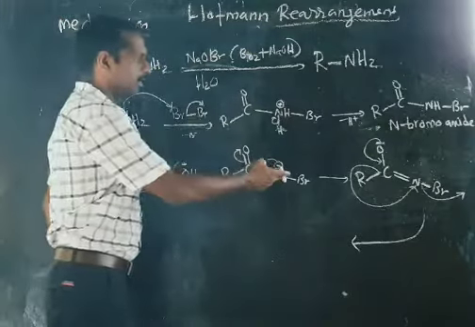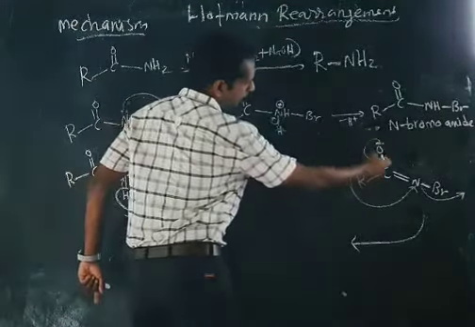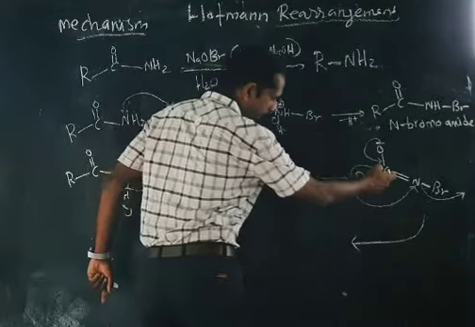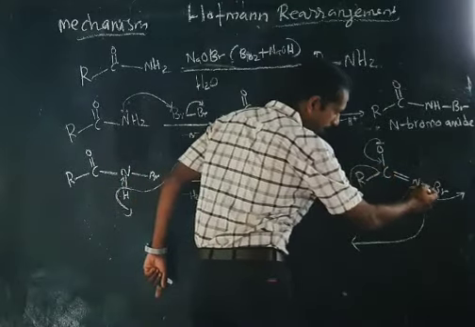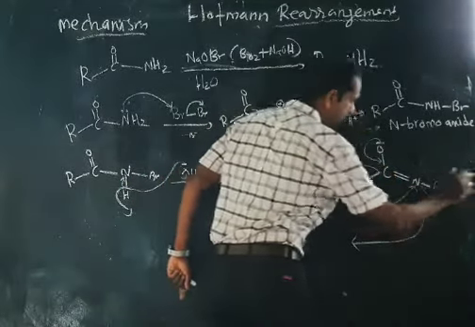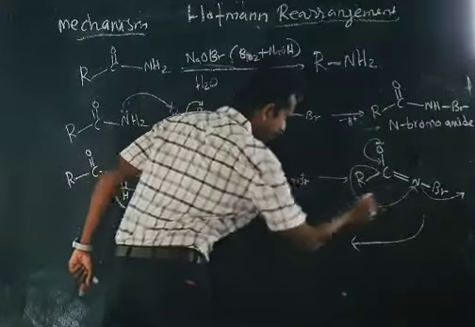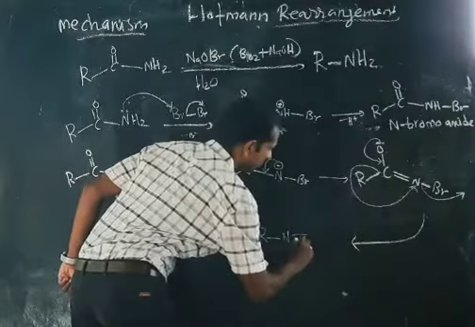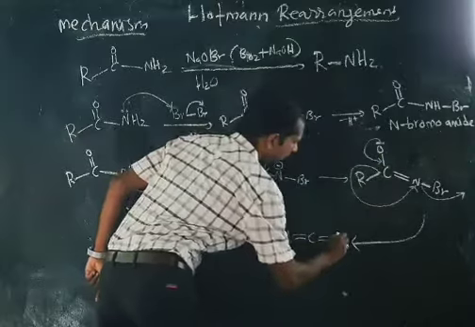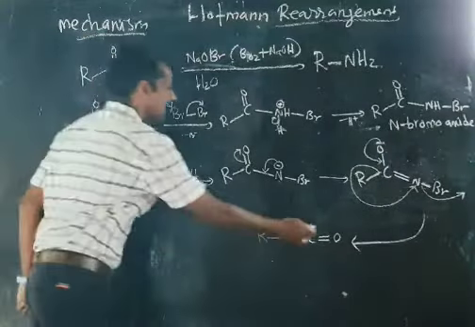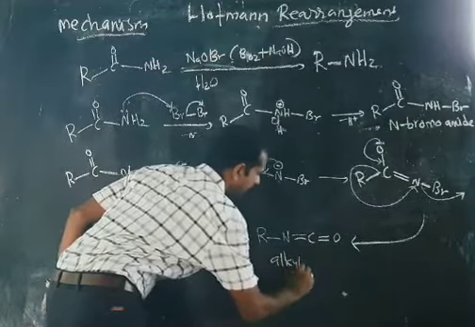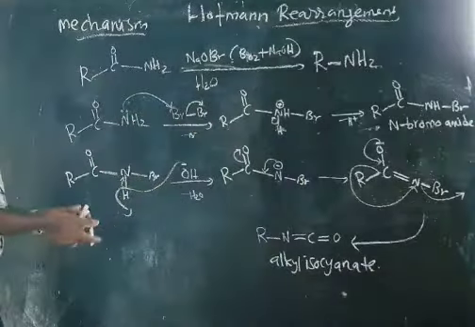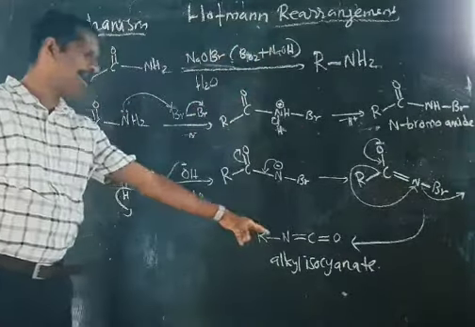This rearrangement is important. When this negative charge comes back to here, at the same moment the alkyl group breaks from this carbon and migrates to nitrogen. The leaving group is removed from nitrogen, and since R is joined with nitrogen, we get R N double bond C double bond O. This is alkyl isocyanate. Actually, this rearrangement is known as the Hofmann rearrangement, the formation of alkyl isocyanate.